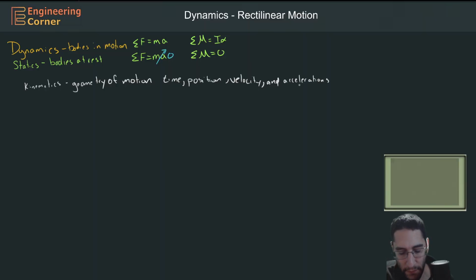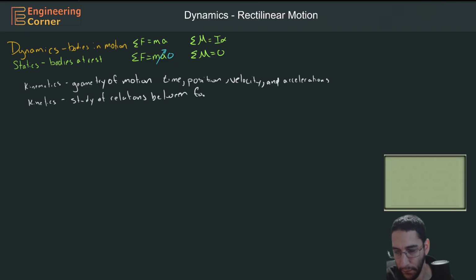So the other type of work we'll be doing with dynamics is we'll be looking at kinetics problems. And what kinetics problems do is the study of the relationship between the forces. So what causes the motion? And we're going to start out with these kinematics.